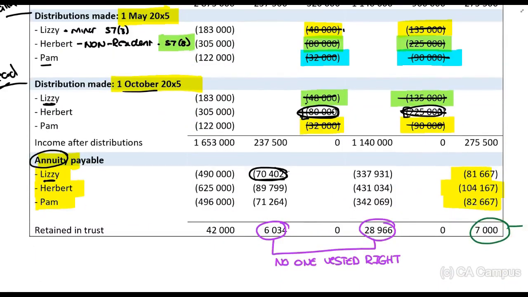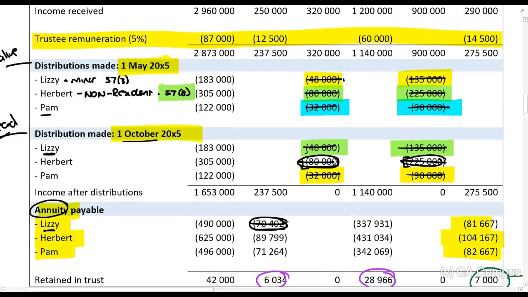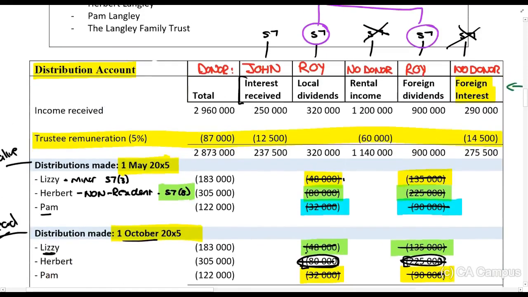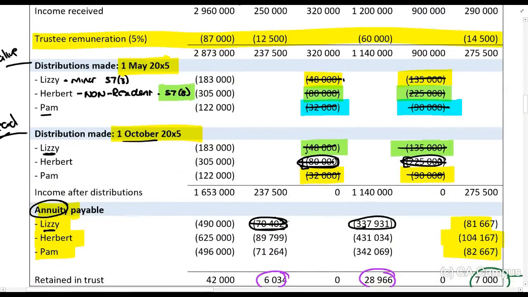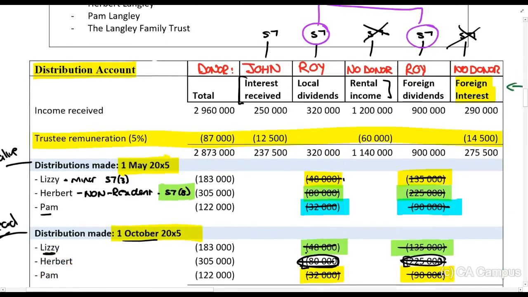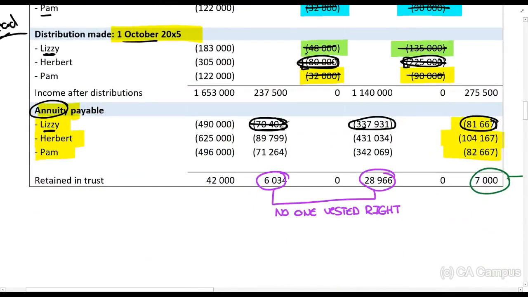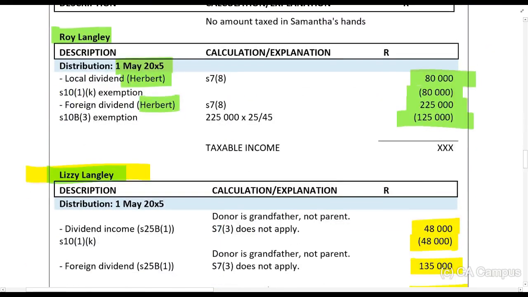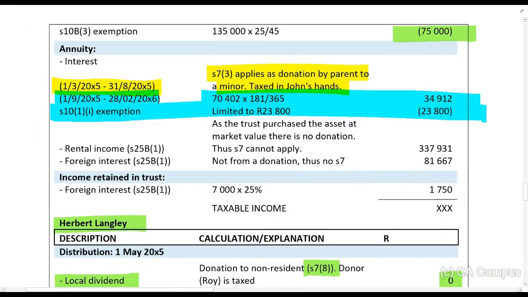Right, so done. Then the next one, this 337,931 over there, is rental income. There was no donor. Next, the 81,667 over there is foreign interest, also no donor. Was there a donation? Is the donor still alive? No. So who should get taxed on it? The person who has a vested right who was paid out. So who's going to get taxed on those amounts? Lizzie will be taxed on it. So we go to Lizzie. There are those amounts from the annuity.